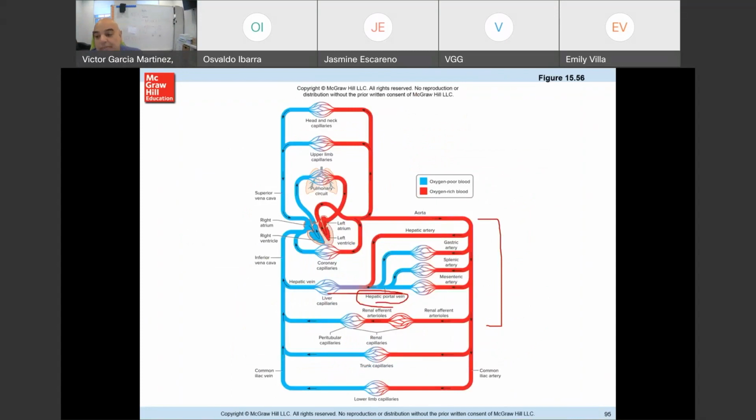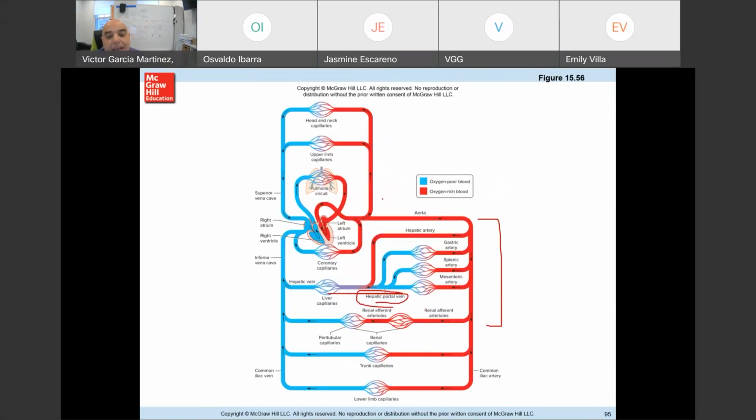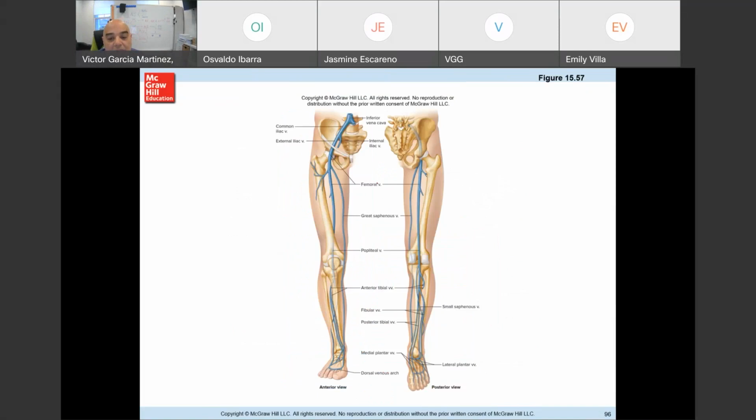Guys, it's important. You need to know every single organ in your abdomen is going to be draining your blood first to your liver. This is called first pass. This is the portal system. And then you're going to return that blood back to the inferior vena cava. As you already know, the inferior vena cava is going up to the heart, to the right atrium. Finally, guys, we're going to talk about the lower limbs.